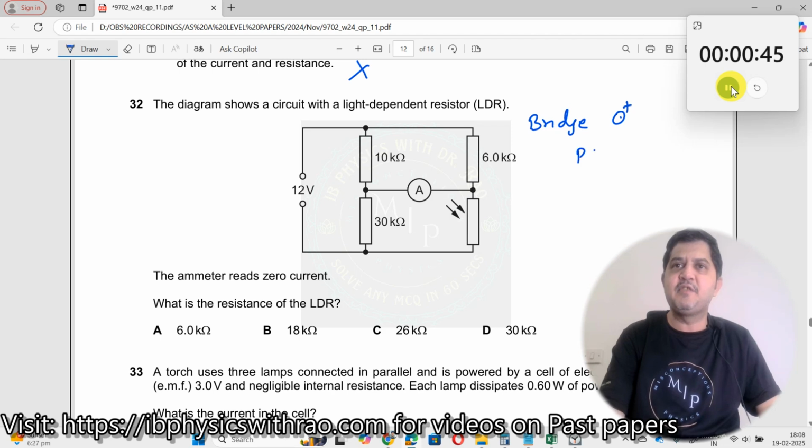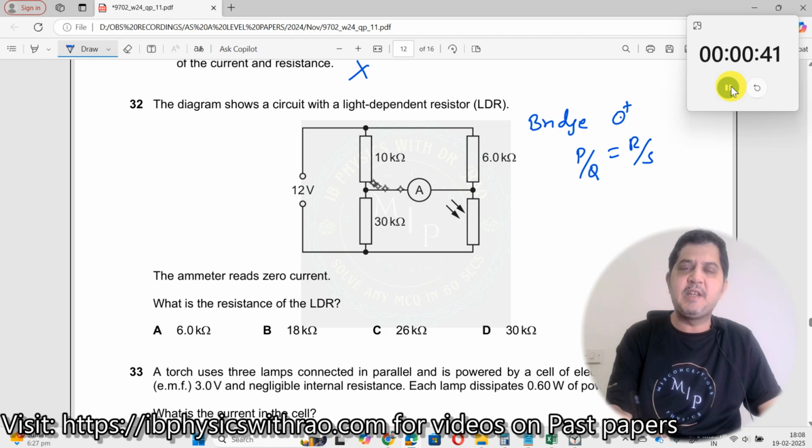So which is nothing but your P by Q is equal to R by S, right? So which are this P by Q? This is your P, this is your Q, this is your R, this could be your S. Okay. The ammeter reads 0 current, right? That means what? Instead of an ammeter, I would have put a galvanometer here in your bridge circuit. So it's Wheatstone's network. So it says the bridge is balanced. That's what it tells you.